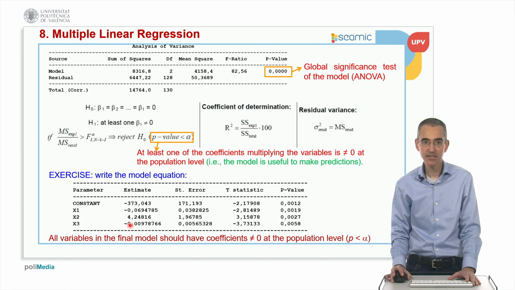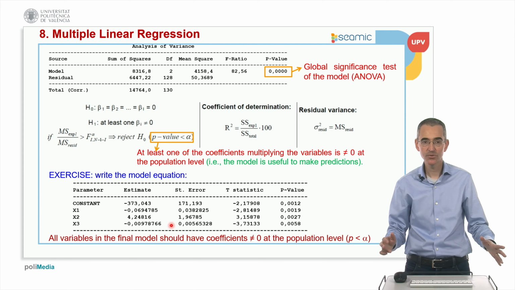Okay, in this case, before writing the equation of the mathematical model, I have to check that all p-values that go with the variables are less than alpha. Why? Because if one p-value is bigger than alpha, I should discard that variable and fit the model again.